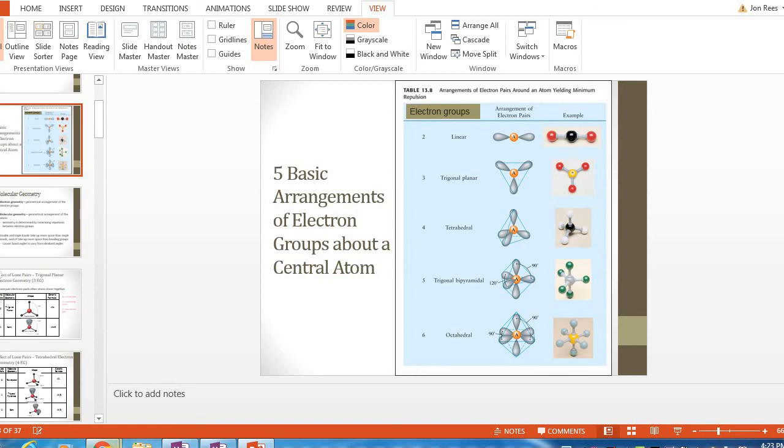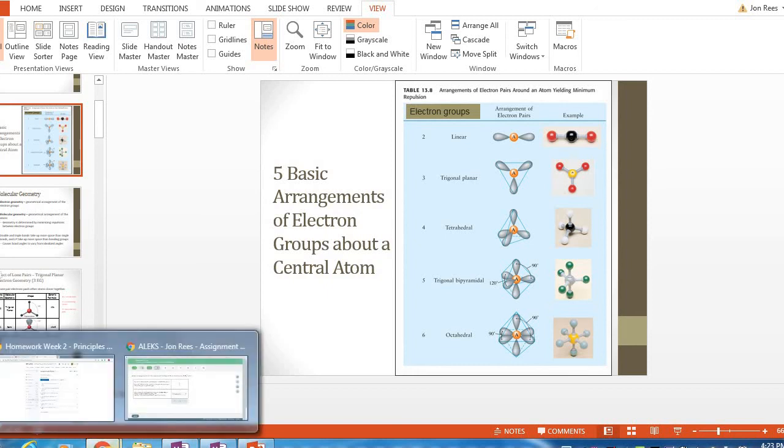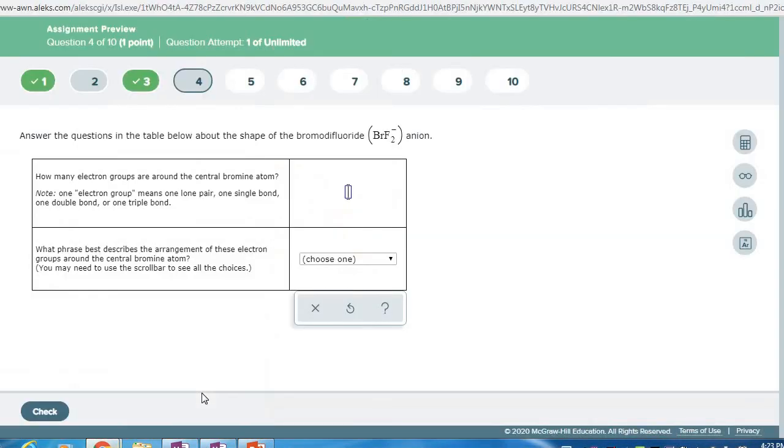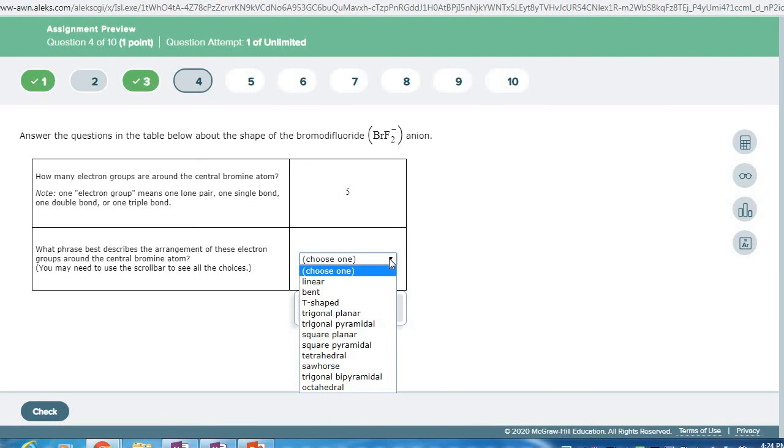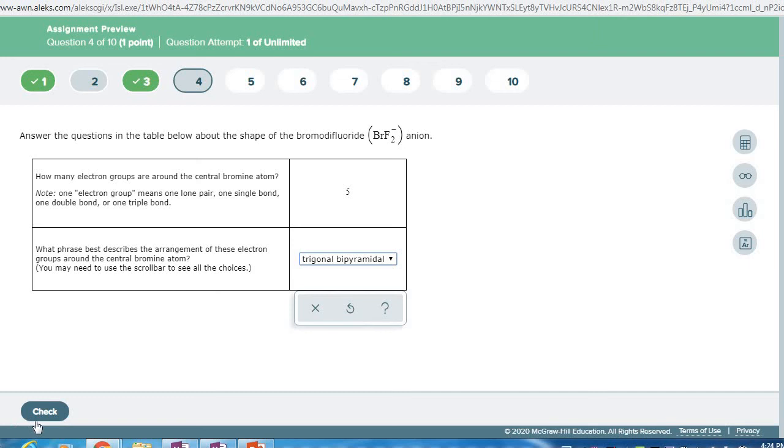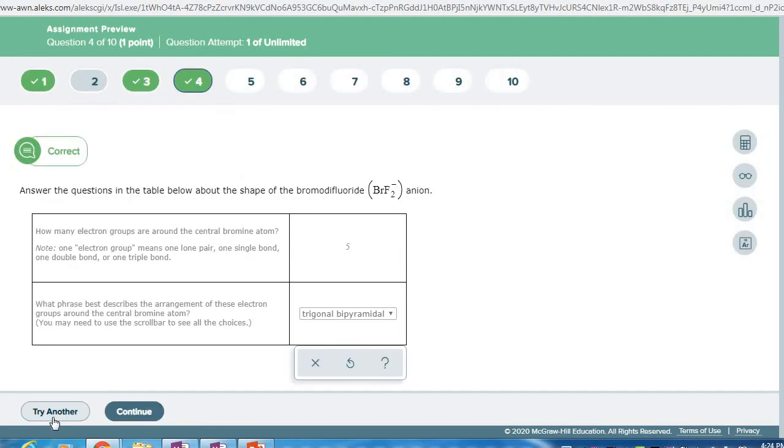And so those are things you're just going to have to memorize. So on this particular table, there are 5 things that you have to have memorized. Alright, and so how many electron groups around there? We said 5. And then what phrase best describes the electron groups themselves? We said that is trigonal bipyramidal. So we go ahead and submit that to Alex, and Alex should tell us that we're right on this one. So again, draw the correct Lewis dot structure, and then you just have to have some of that table memorized in order to answer these on quizzes and on tests.